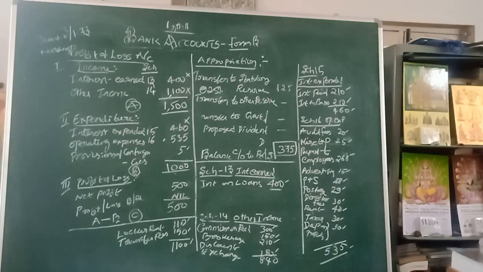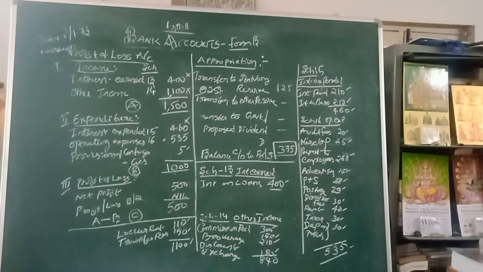Then another one is interest paid on deposits. This is also a self-explanatory one. Interest is paid. When the bank is paying the interest, it is an expense. When the bank is receiving the interest, it is supposed to be income. Okay. See, in this case, interest paid on deposits is 210 rupees. Where we have to take the interest paid is interest expended, that is schedule number 15.